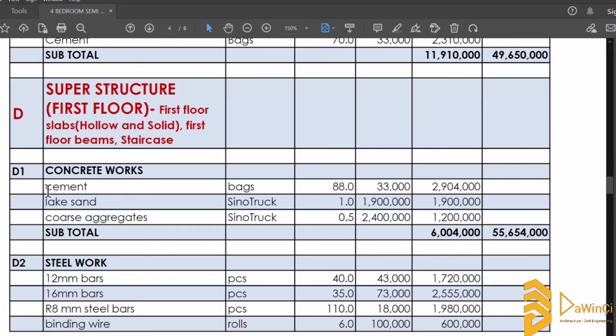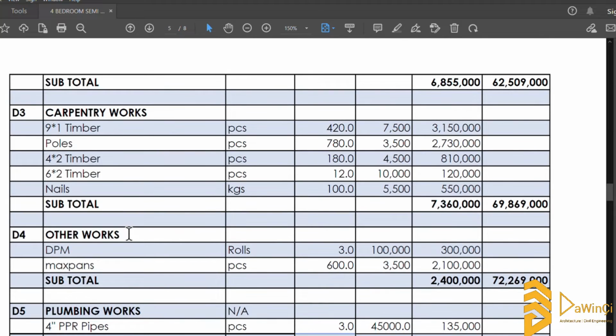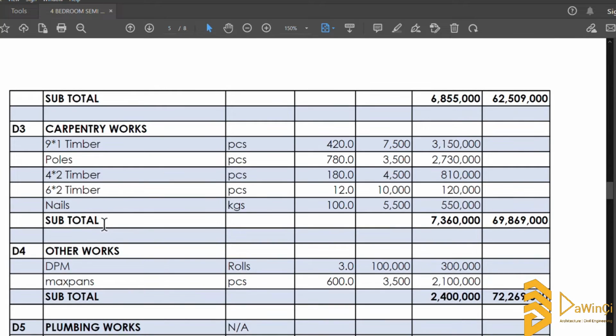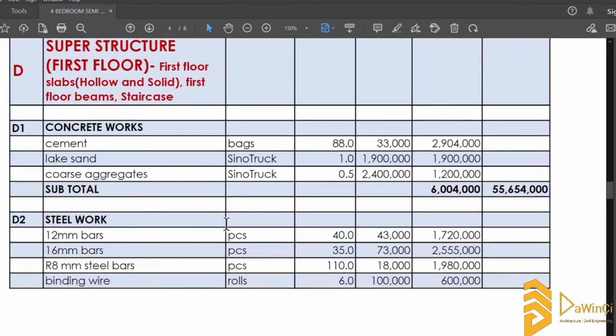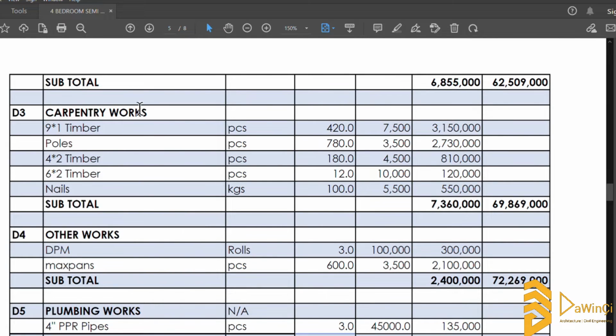Okay, so we have concrete works, we have cement, lake sand, and coarse aggregates, and all those are bringing us to a total of 6 million. Then we have steel works, that is the 12mm iron bars, mainly for the slab. Then we have the 16mm iron bars, those are mainly for the beams. And then we also have the R8 steel bars. Then we have the binding wire, 6 rolls. Then we have carpentry works, the 9x1 timber, the one like I said, the Chirundu.